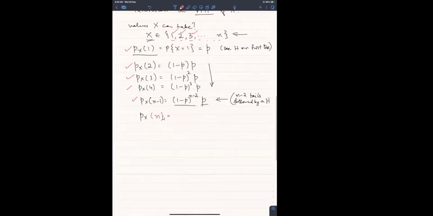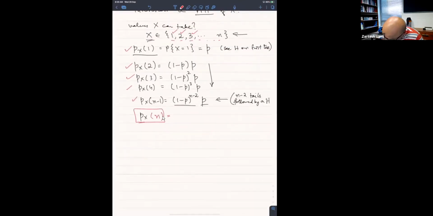Okay, so probability that x takes a value n is that first n minus 1 tosses, you see a tail and then you see a head, or first n minus 1 tosses you see a tail and then you see another tail, which turns out to be equal to (1 minus p) power n minus 1. So what is this probability? This says first n minus 1 are tails, and that makes complete sense.